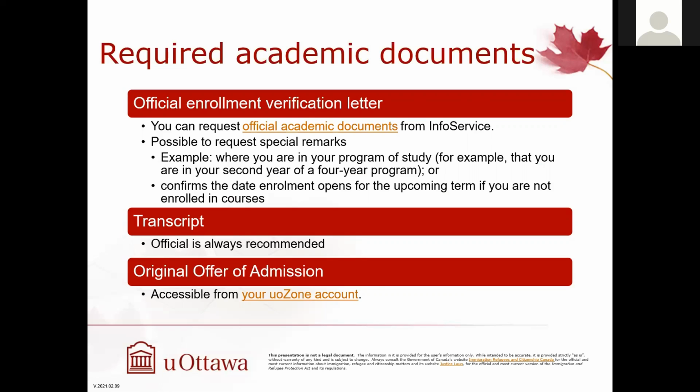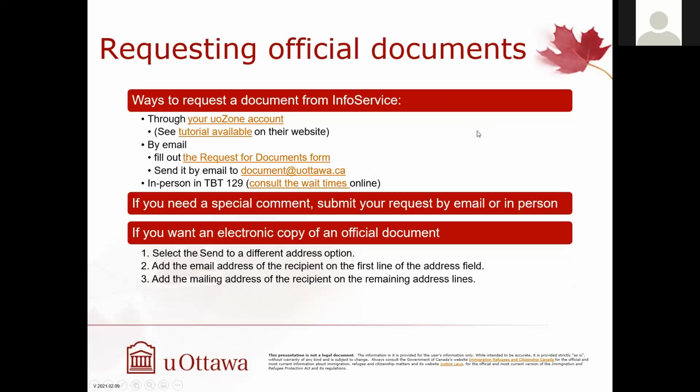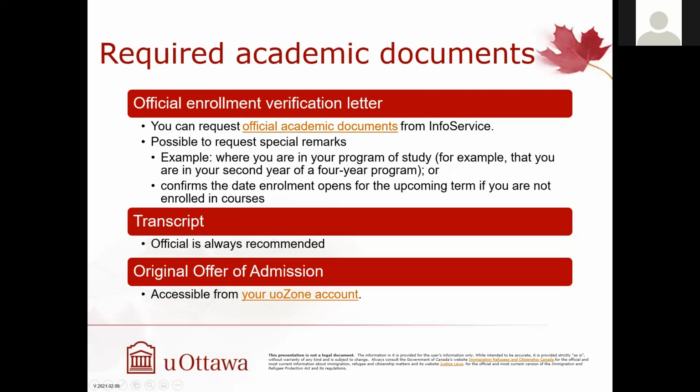Now you can see we're giving you a link here. It's possible to request academic documents. You request them from InfoService, and you can either order them online from your UOZone account, or you can send a request by email, and we give you the email address a little bit later in this presentation, or their in-person services are open as well, so you can actually go request it in person also in Tabaret.